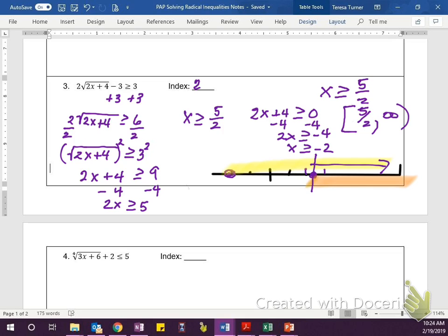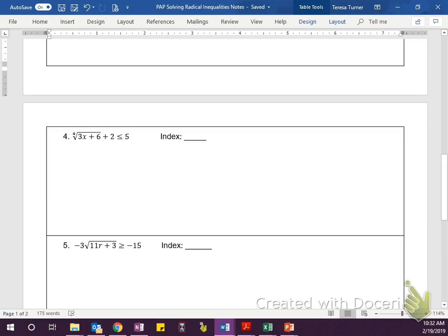So any questions about this one? Anybody still copying? So it's okay to go to the next one. So now we're going to look at problem 4. It is also even. The index is 4, so it is also even.